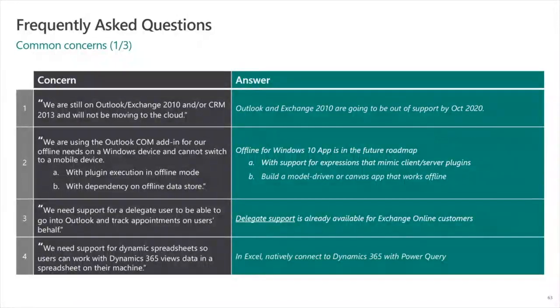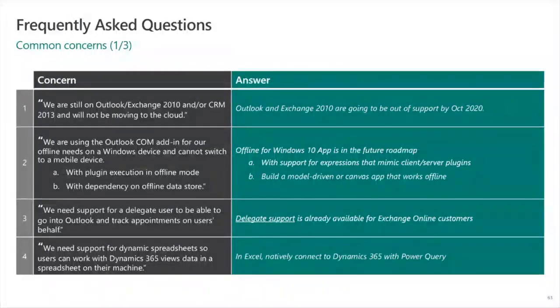If you are using the Outlook COM add-in for offline and you need to do so on a Windows device, we have offline coming for a Windows 10 application, and it's on the roadmap right now with active development. It will support expressions that mimic client-server plugins, but it's not exactly plugins. And it allows you to build a model-driven or Canvas app that works offline.